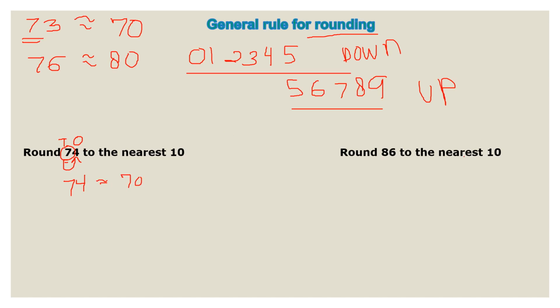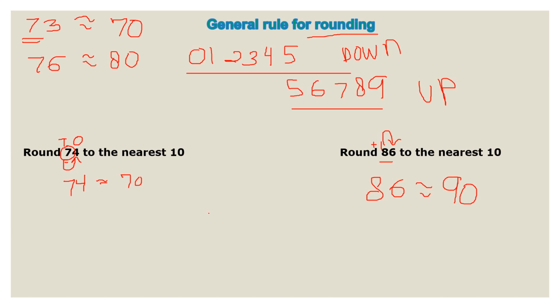Round 86 to the nearest 10. We want to keep the 8. The next digit is 6, which is more than 5. So increase the digit 8 by 1 to 9. So 86 gets rounded up into 90. So remember, when the first digit removed is 5 or more, increase the last digit remaining by 1.